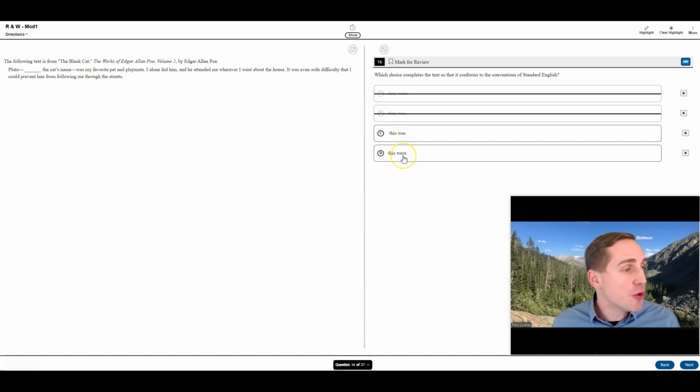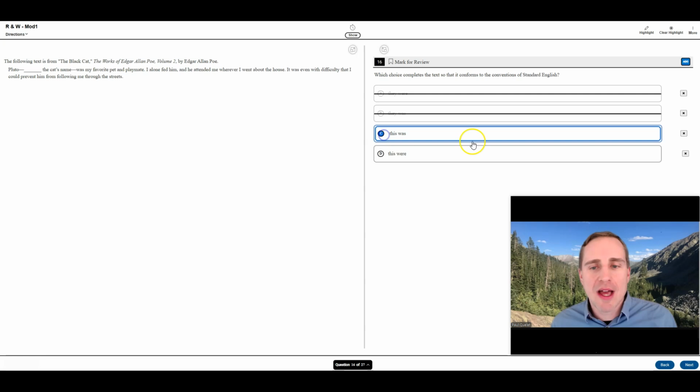So it's either this was or were. So this was the cat's name or this were the cat's name. Because it's a singular cat, this was the cat's name. So we're going to move on.